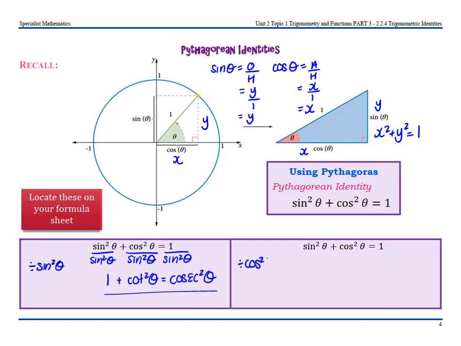If instead we divided everything by cos squared theta, sine squared theta divided by cos squared theta is tan squared theta. Cos squared theta divided by cos squared theta is 1. 1 divided by cos squared theta is sec squared theta, and that's your other identity. Again, that is on your formula sheet, so make sure you know where that is.